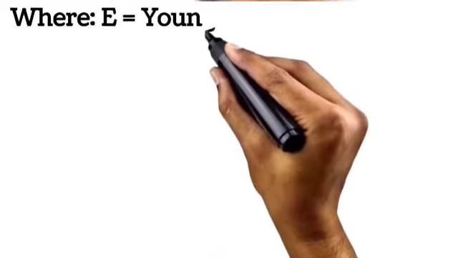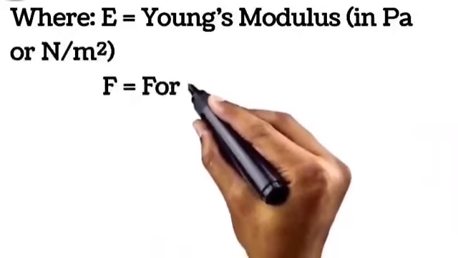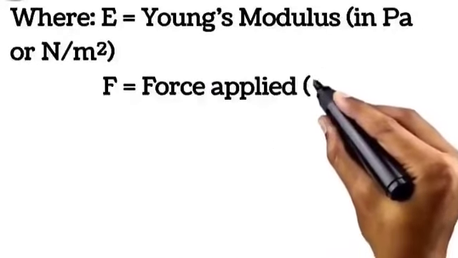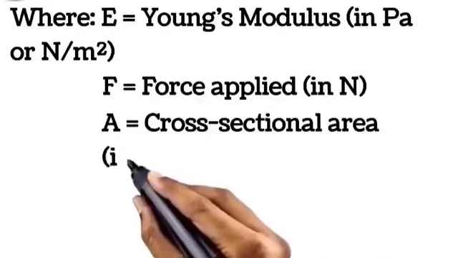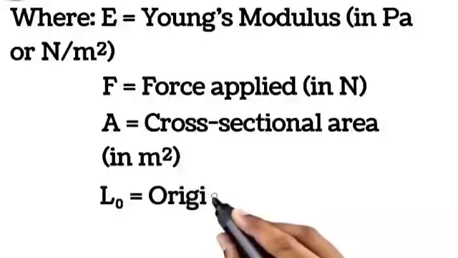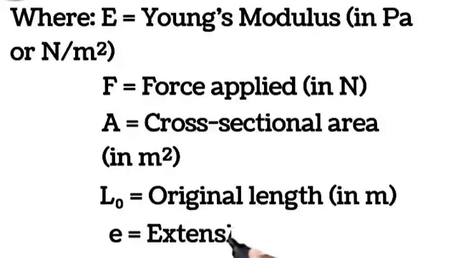Let's define the terms. So E is Young's modulus in pascals or newtons per meter squared. We've already said that. F is the force applied in newtons. A is the cross-sectional area in meters squared. L0 is the original length in meters. And e is the extension, also in meters.